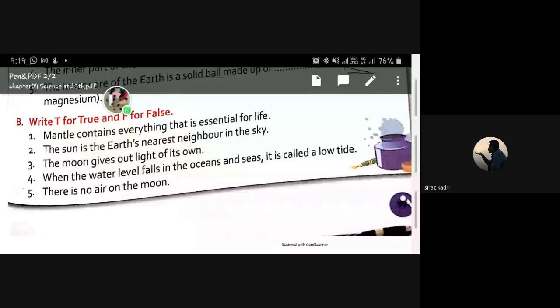Number one, the mantle contains everything that is essential for life. Ma'am, can I give the answer? Yes. It is false. Very good. It is false because the mantle is not containing it. It is the crust. The outer layer is containing everything.